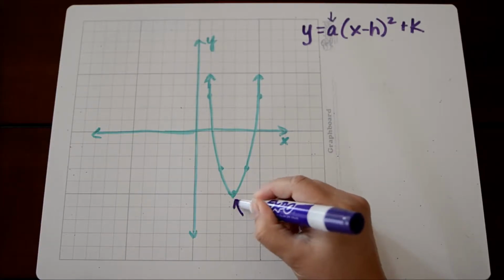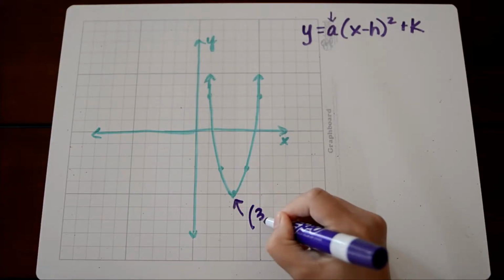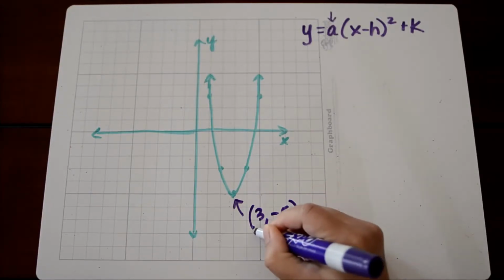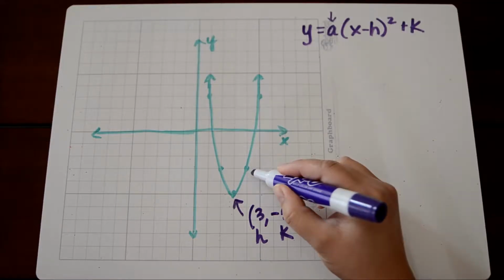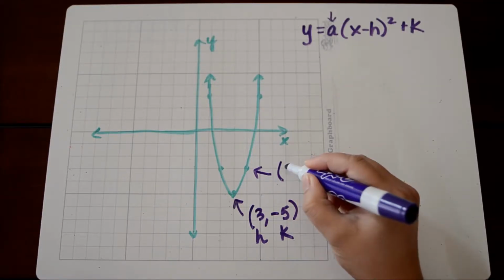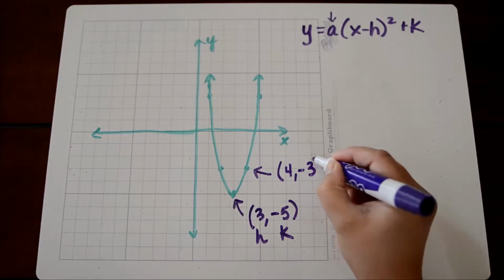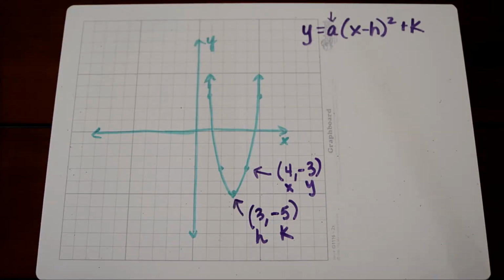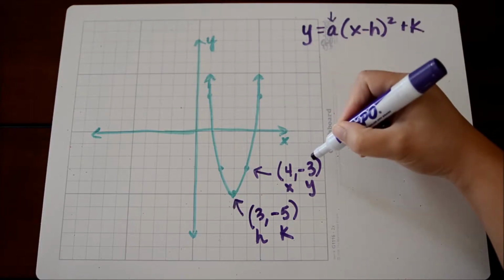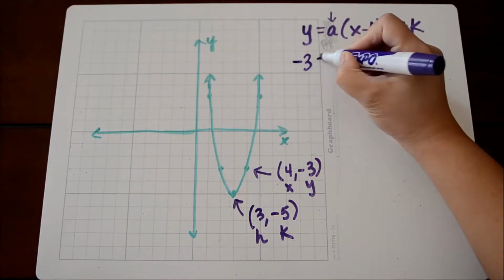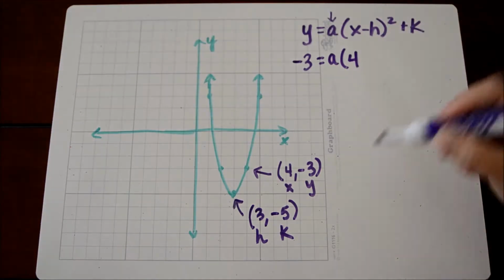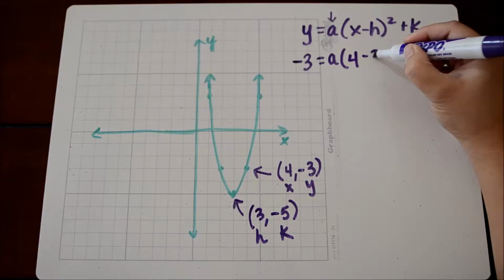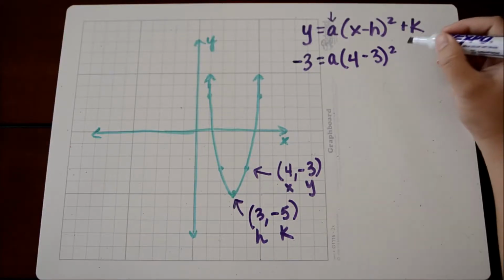So let's start with our vertex. Here, the vertex of this parabola is 3, -5, which means h is 3 and k is -5. And let's just choose this point on our graph. This point is 4, -3. That will be substituted in for x and y. So we'll write -3 equals a times 4 minus 3 squared minus 5.